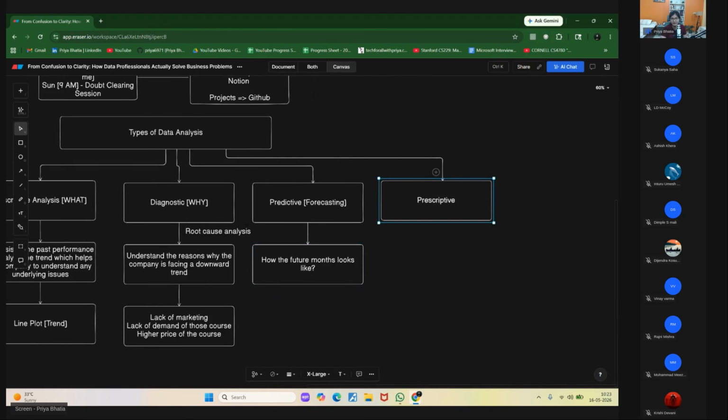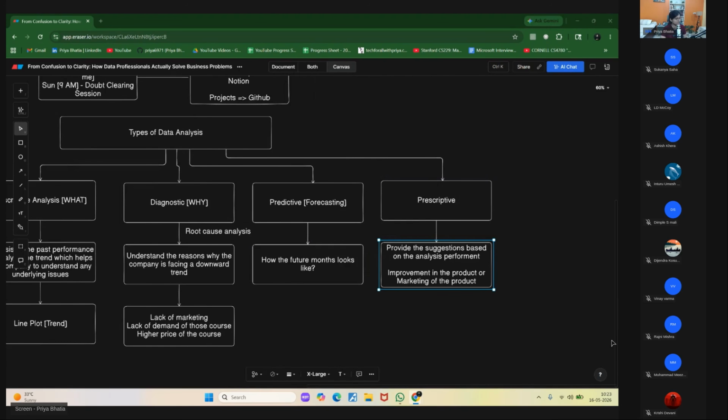So in prescriptive, what we ideally do is we will try to work on getting the solutions. So over here, you as a DA person will help me to provide the suggestions based on the analysis that you have performed. Eventually, this will help me to do the improvement in the product, for example, or you are saying that you can do a marketing of the product, something like that. So that's the whole plan.